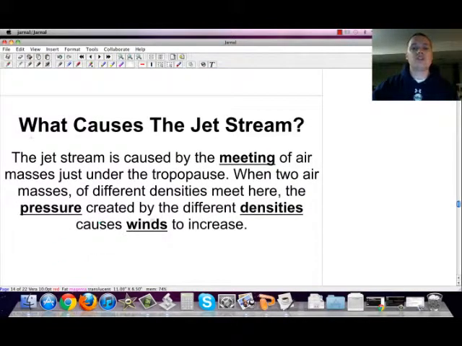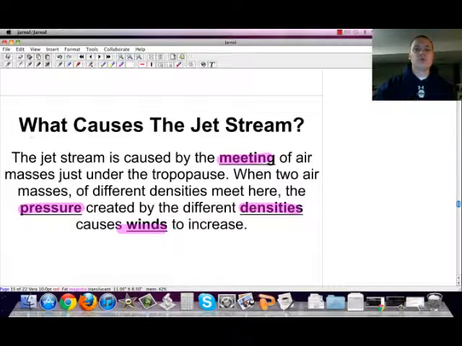The reason why the jet stream actually takes place is it's a process in which there's a meeting of air masses just underneath the tropopause. So when these two air masses meet, there's a difference in densities. And because there's a difference in densities, the pressure that is created helps to create the winds. So the winds themselves are created by a difference in pressure. You could have one that's got high pressure and one that's low, and the greater the difference between the pressures, the faster the wind is going to travel.